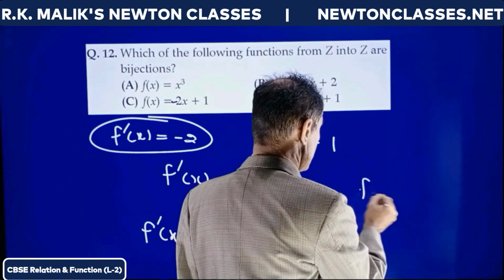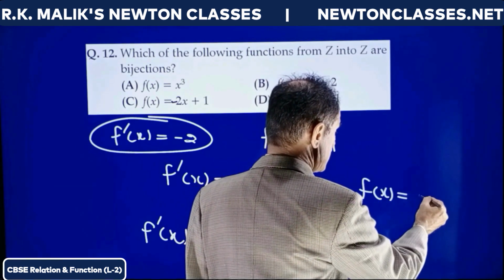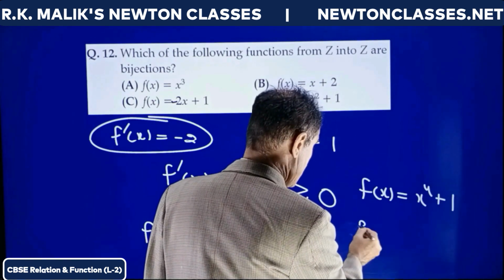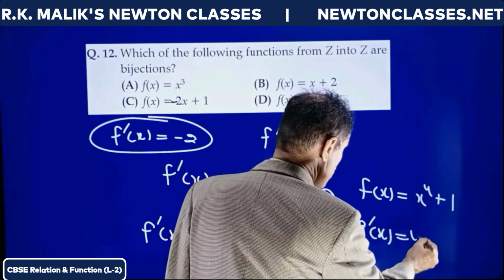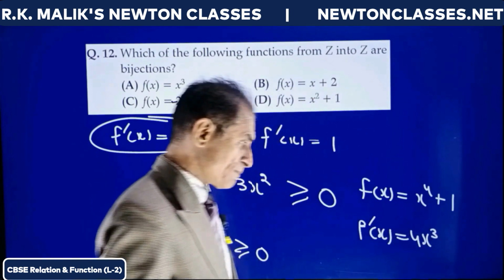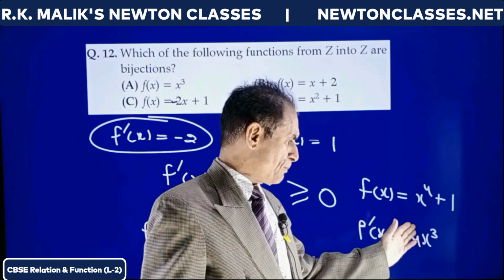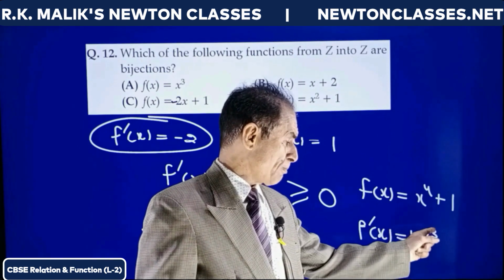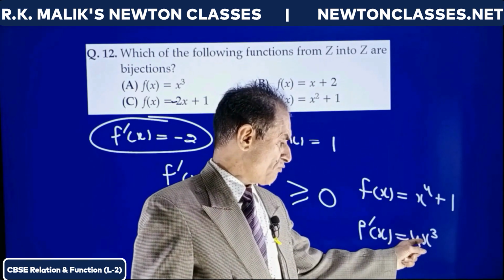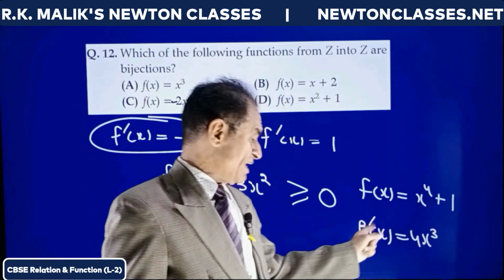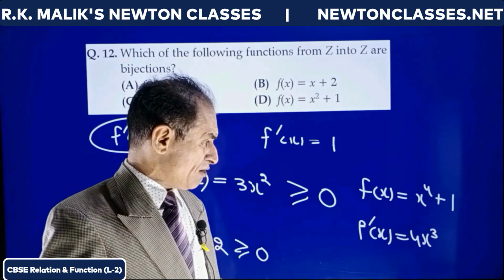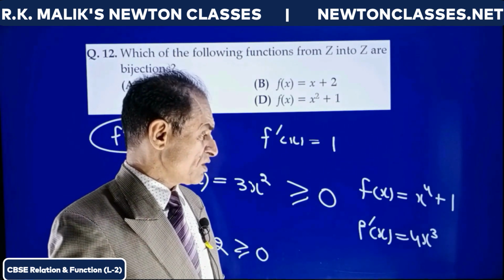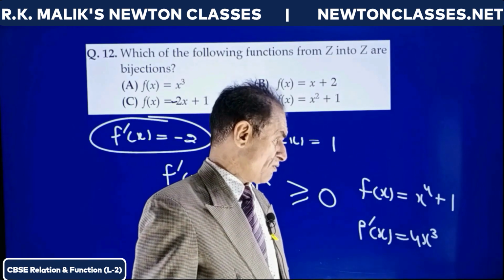But suppose the case when f(x) is x power 4 plus 1, then in that case f dash x will be 4x cube, and 4x cube can be positive also and negative also. For positive values of x, the answer will be positive. For negative values of x, the answer will be negative. Hence f dash x can be positive also or negative also. Hence in this case the function will not be 1-1.